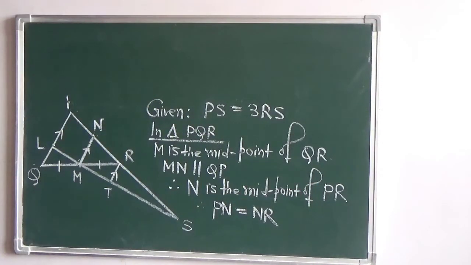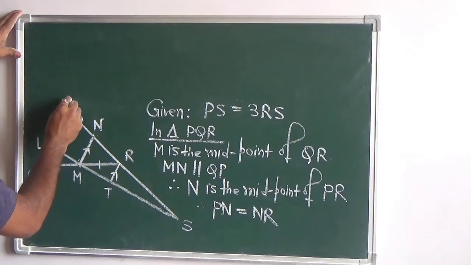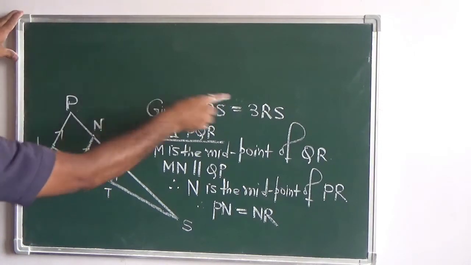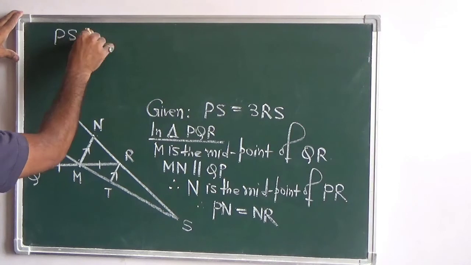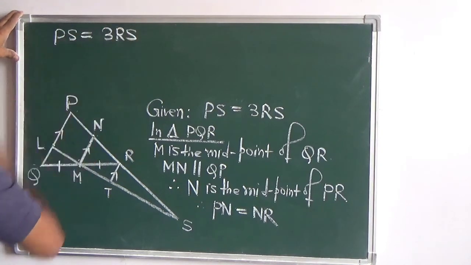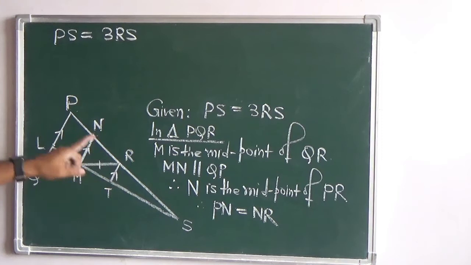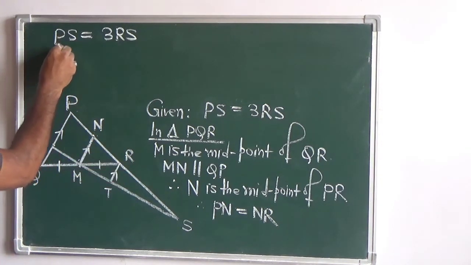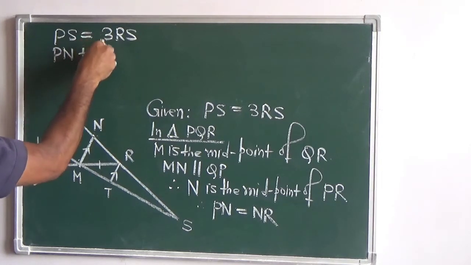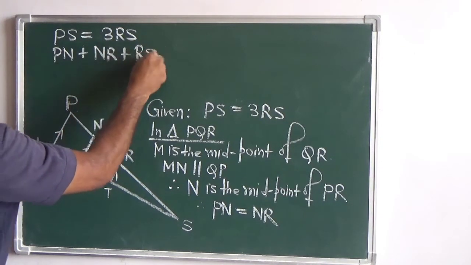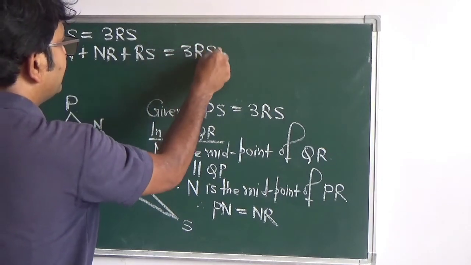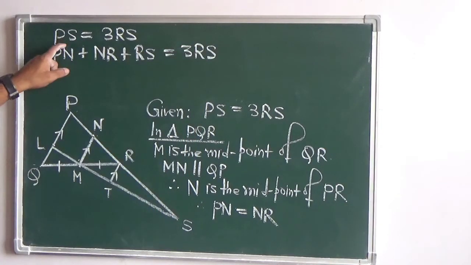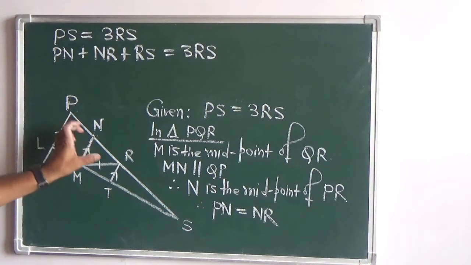Now you can see these three are parallel lines, and we are given PS equals 3RS. Can we write PS as PN plus NR plus RS? In place of PS we write PN plus NR plus RS equals 3RS. Given PS equals 3RS, so PS is PN plus NR plus RS.